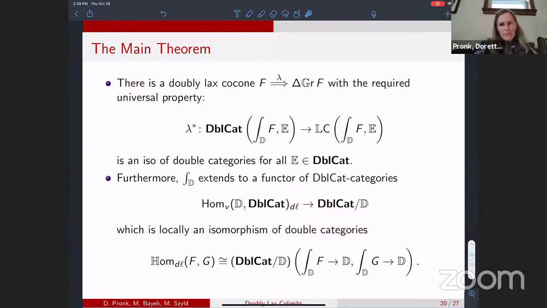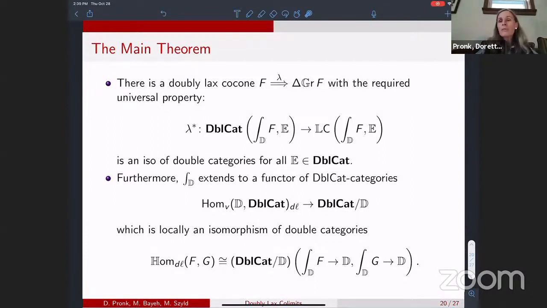So I'm not going to give the whole Lax co-cone. I'll just say it is defined in precisely the way that you would expect based on how the traditional colimit goes, the traditional Grothendieck construction. And our composition by lambda does give the isomorphism of double categories that we need. So this is the doubly lax co-cone.